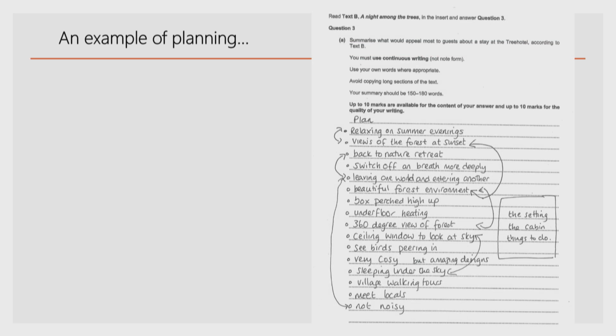Here is an example of how a candidate has planned his work. We can note the following. The candidate has written down all the points he thinks are relevant. He has then tried to reorganize them, grouping ideas that are similar together.